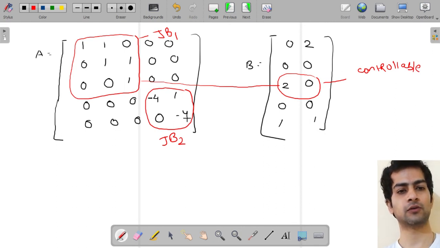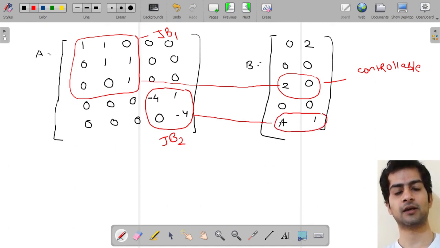Now coming to JB2, this is my last row of JB2. Corresponding to this, I will refer matrix B, and for matrix B, this row should be non-zero. That is, if both elements are 0, then this row will become 0. If either of the elements is not 0, then this row will become non-zero. So for this also my system is controllable. That is, overall my system is controllable.